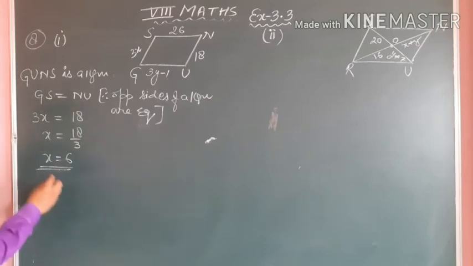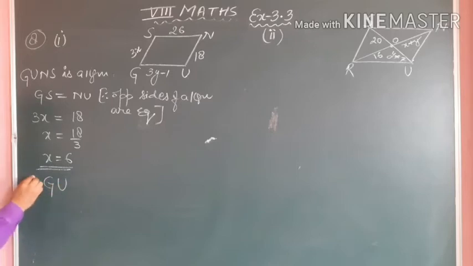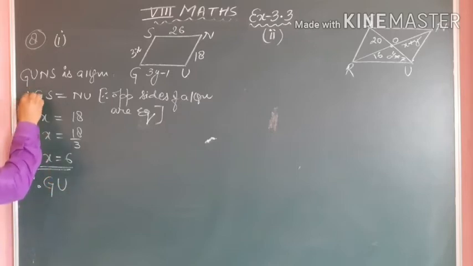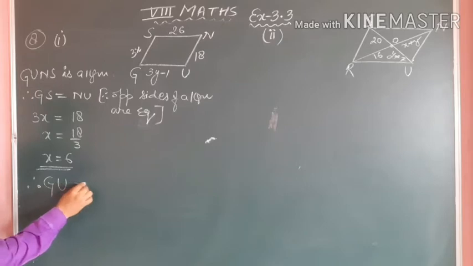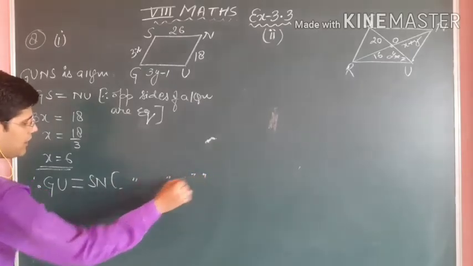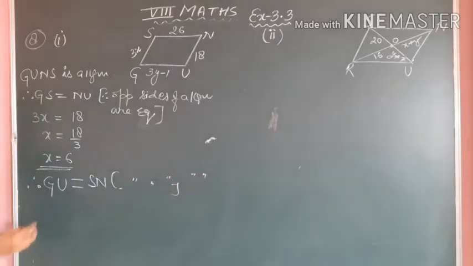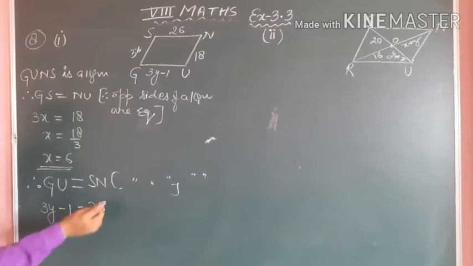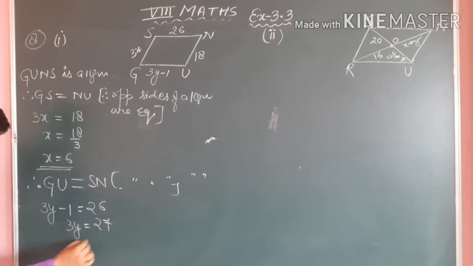Now with the same property, GU, we can put the sign. It is like GU equal to SN. Why? The same property, opposite sides of parallelogram are equal. So by that property, we can write 3y minus 1 is equal to 26. Now transpose, 1 is there, it will become 27. When we divide by 3, it will become 9. So y equal to 9.